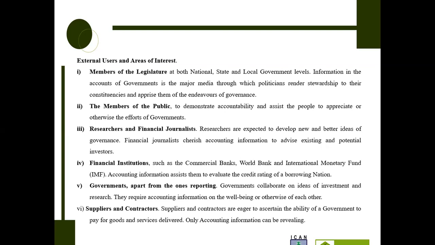So the expectation of financial institutions on public sector accounting is to carry out an evaluation of the credit rating of the borrowing country. How are they carrying out this evaluation? They have to look at the credit records of the borrowing nation, and how these nations have been able to pay back their borrowings as and when expected. So they carry out an evaluation on government borrowings.